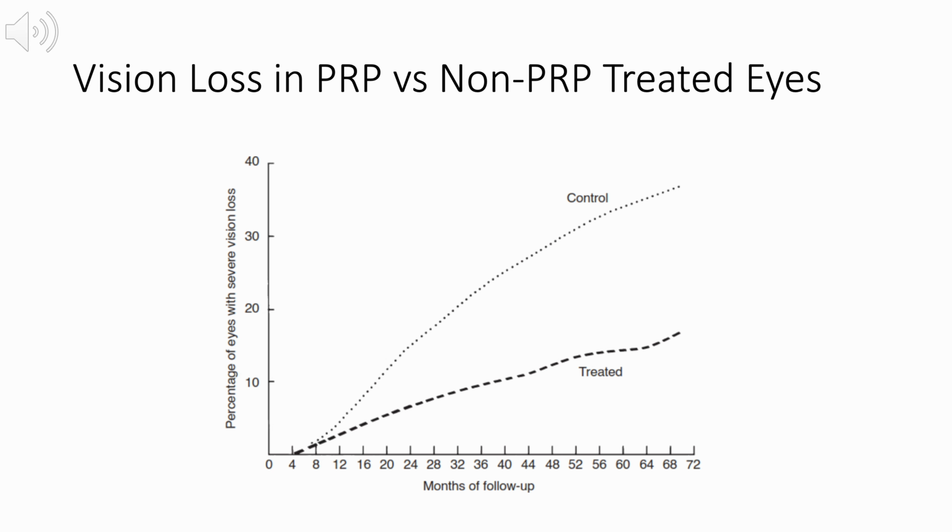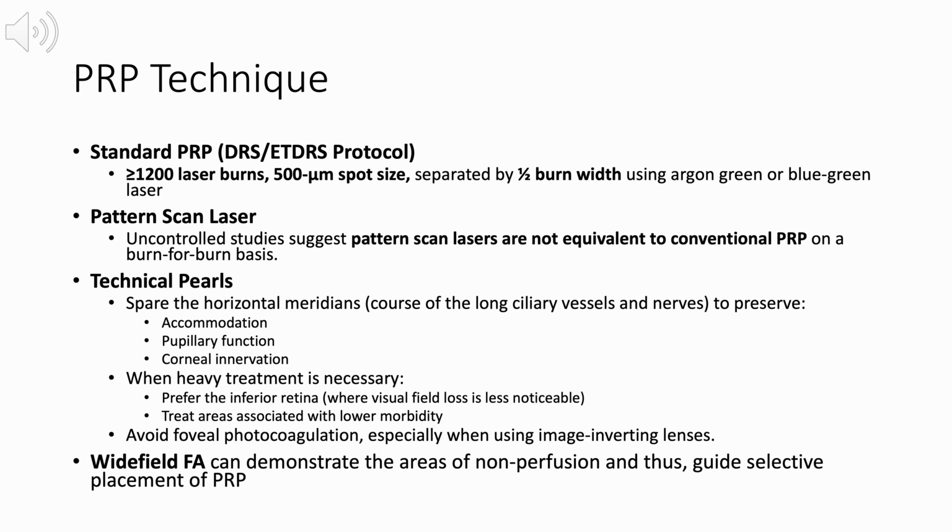The control curves rise steeply and continuously, reaching substantially higher rates of severe visual loss by year 5. The treated curves, by contrast, rise far more gradually and flatten out over time, remaining well below the control curves at every time point. This graph explains why panretinal photocoagulation became the standard of care and why it remains one of the first-line options today.